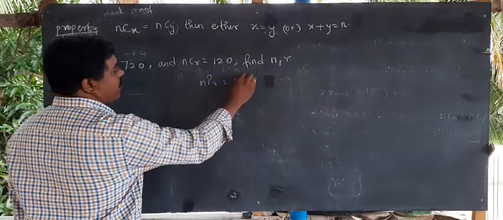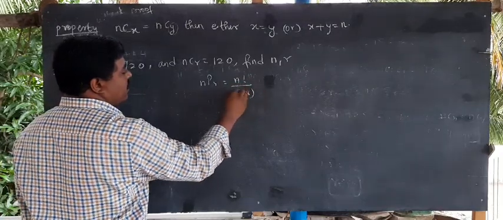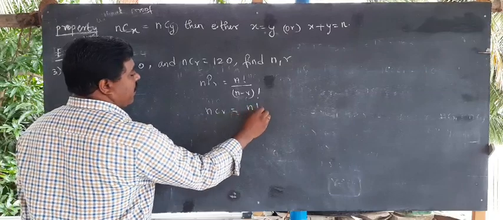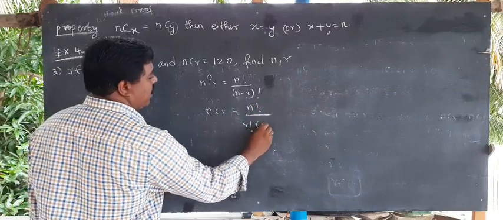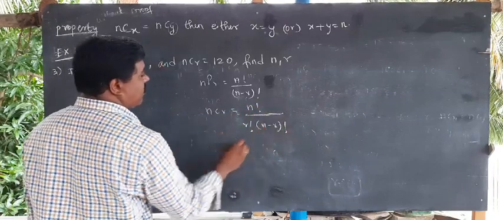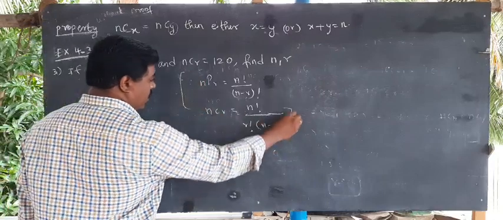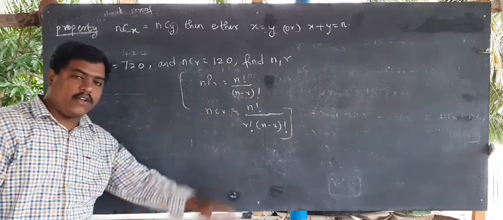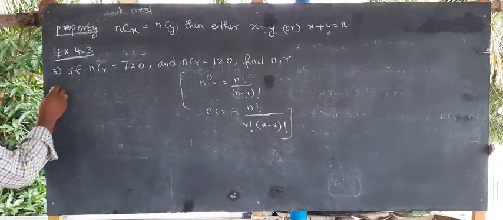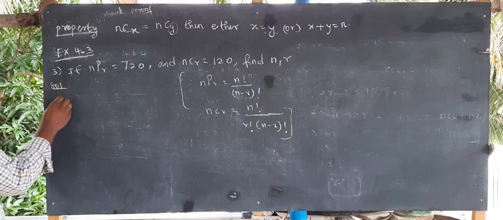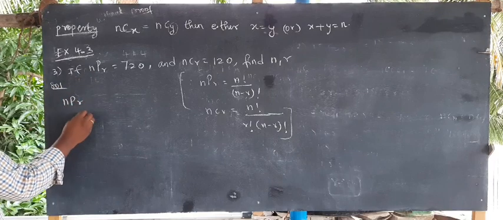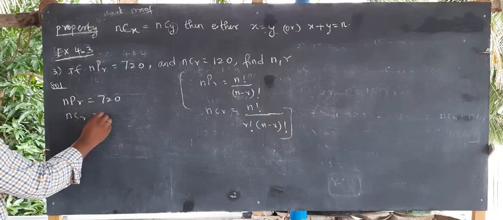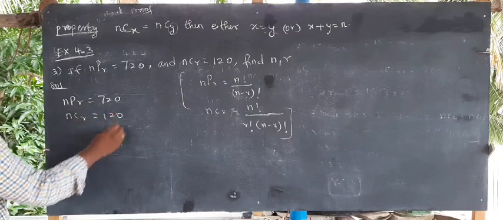nPr equals n factorial by (n minus r) factorial. nCr equals n factorial by r factorial (n minus r) factorial. These are the formulas for nPr and nCr. Already you know them very well. So, nPr equals 720, nCr equals 120.